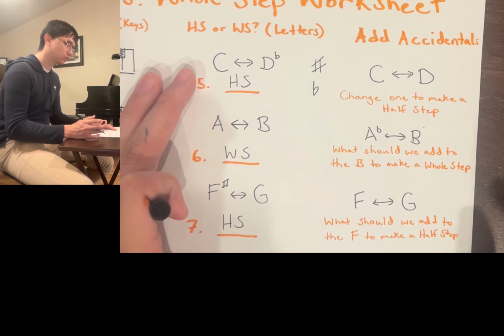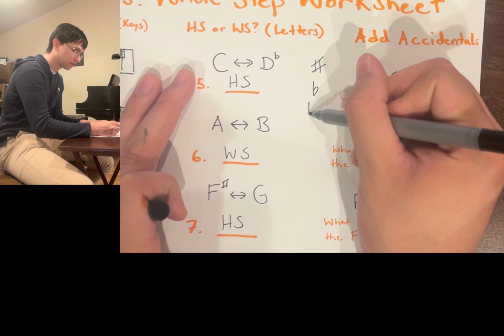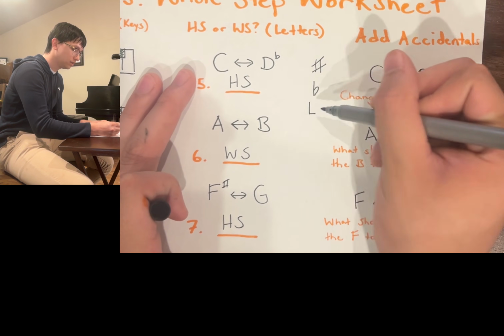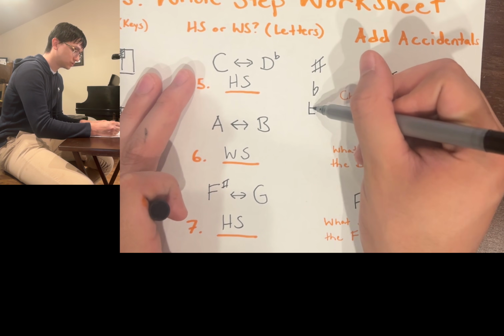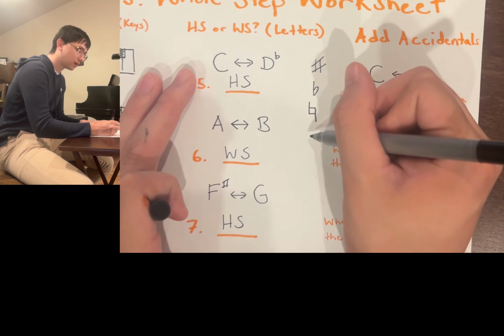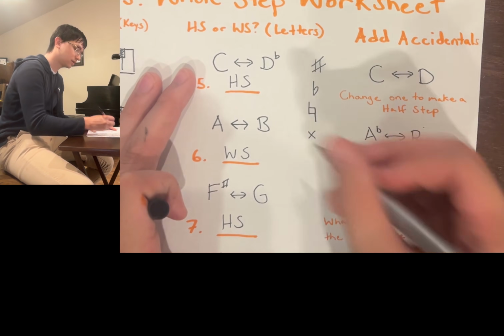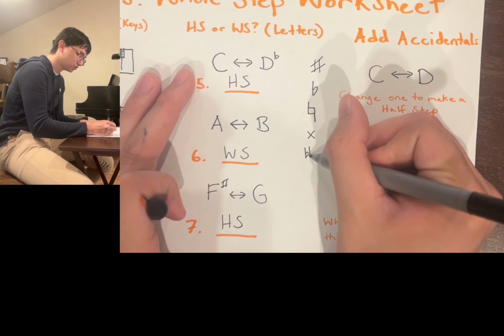We won't have to really use natural signs in this one, but a natural sign kind of looks like an L, and then we just do that same thing, but going down. For a double sharp, you can just draw an X. That works just fine. And then a double flat, of course, you just draw two flats right next to each other.